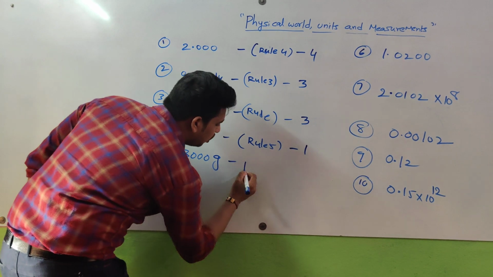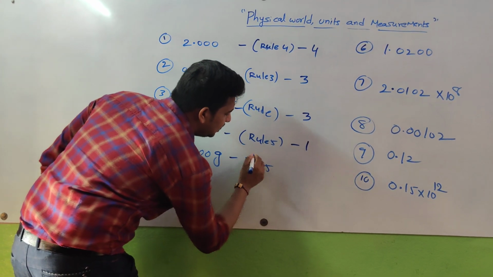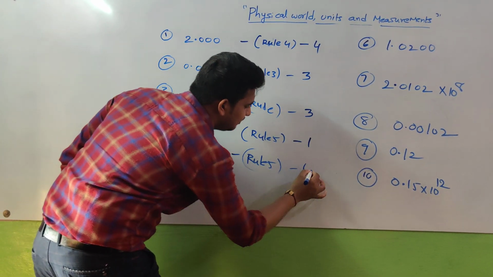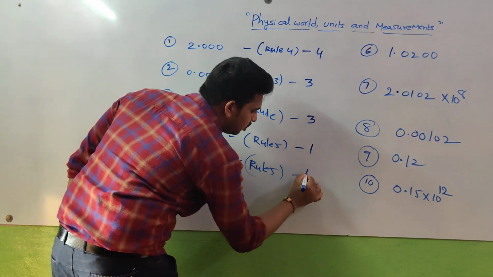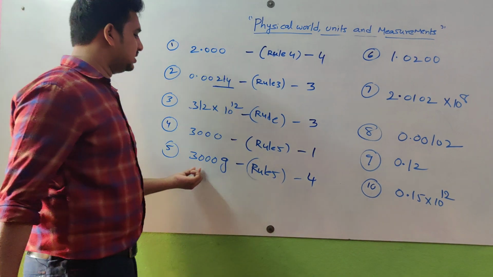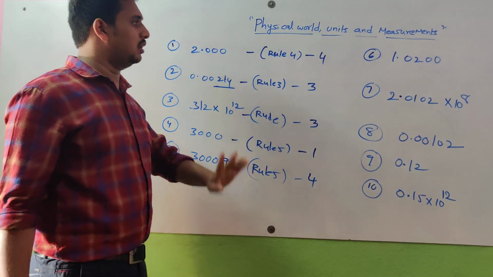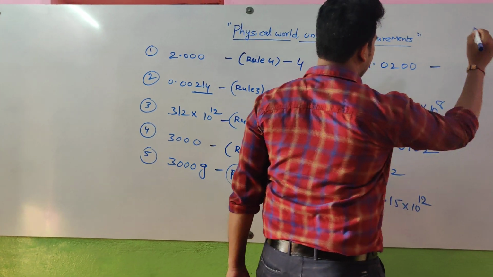That means this is also rule 5. What is rule 5? According to rule 5, how many significant figures for the measurements? Zeros are also taken into consideration. That means the significant figures for this one is 4. Now, for this sixth example.